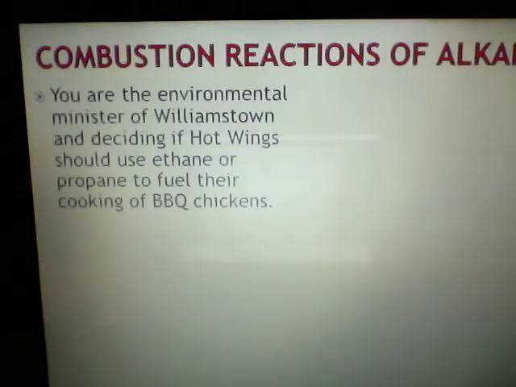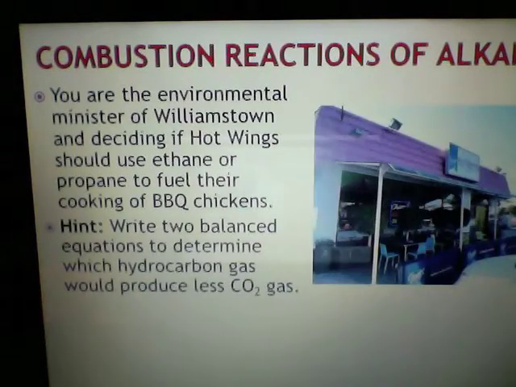So what I want you guys to do is pretend that you're the environmental minister of Williamstown and you're deciding if Hot Wings should use ethane or propane to fuel their cooking of barbecue chickens. Okay? You want to see which is better for the environment. You need to write two balanced equations to determine which hydrocarbon gas produces less carbon dioxide. Okay? So pause the video now and try and answer that.